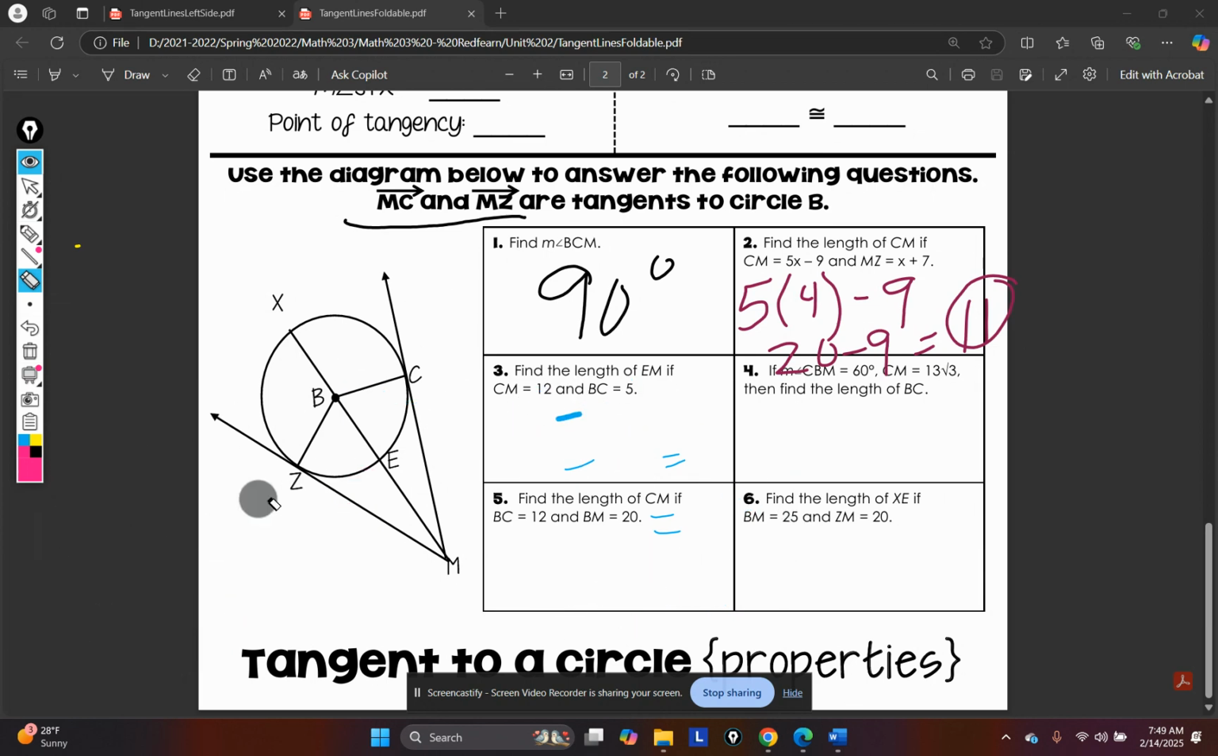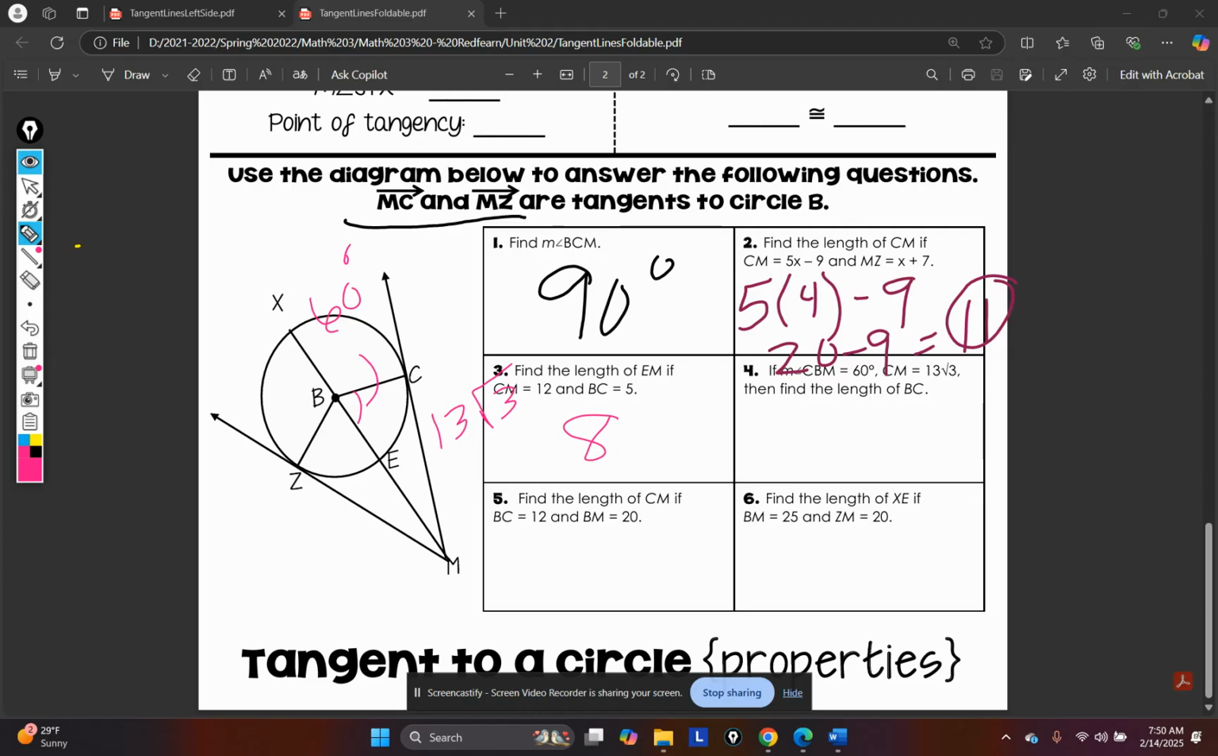So we can do the next problem. And I'll just stick the answer in the box so that y'all can see it. Alright. Number 4. If the measure of angle CBM equals 60 degrees. Alright. So CBM. So this angle right here is 60 degrees. If CBM is 60 degrees, and CM is 13 square roots of 3, find the length of BC.